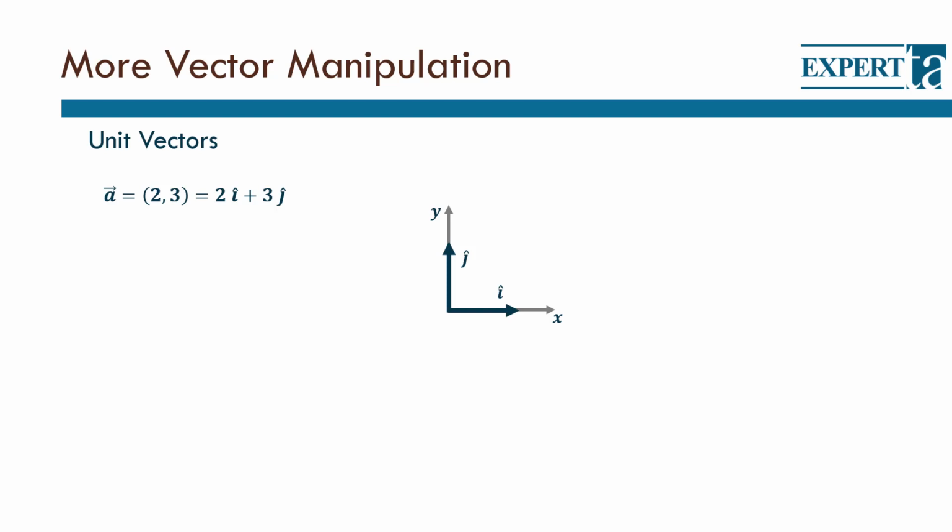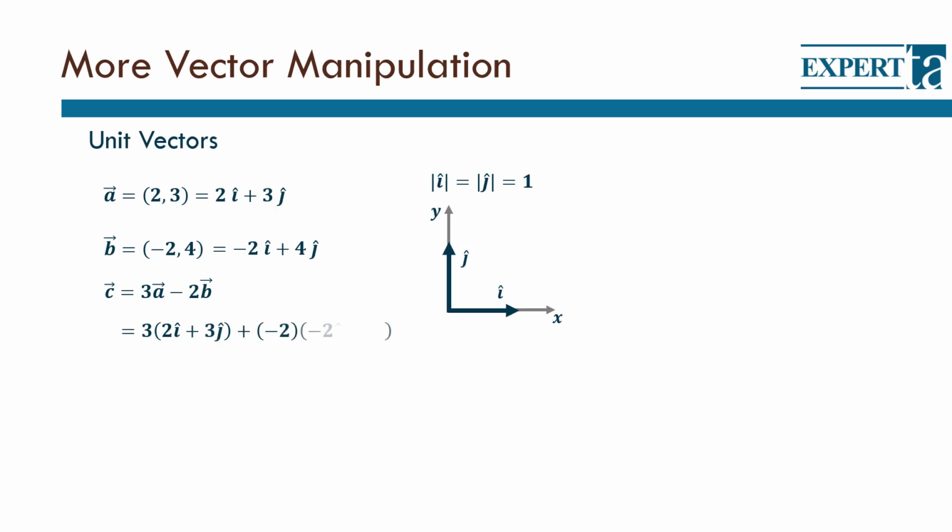So what does unit vector mean? It means that the length of these vectors is 1, and they simply indicate the direction along the x and y axes. Now we want to write vector B in unit vector notation: minus 2i hat plus 4j hat. Now we want C, which is 3A minus 2B, which is 3 times the A vector, 2i plus 3j, plus negative 2 times the B vector, which is negative 2i hat plus 4j hat. So this is 6i hat plus 9j hat plus 4i hat plus negative 8j hat.